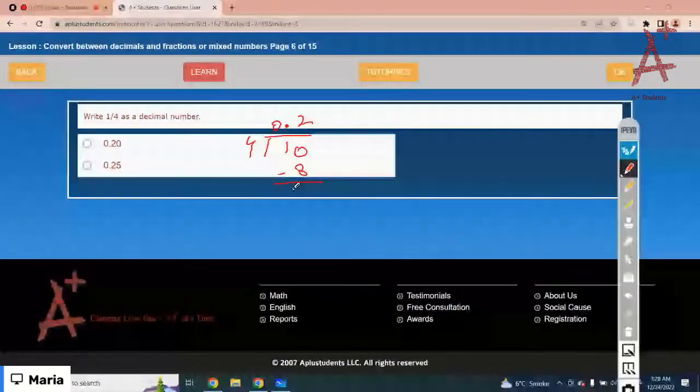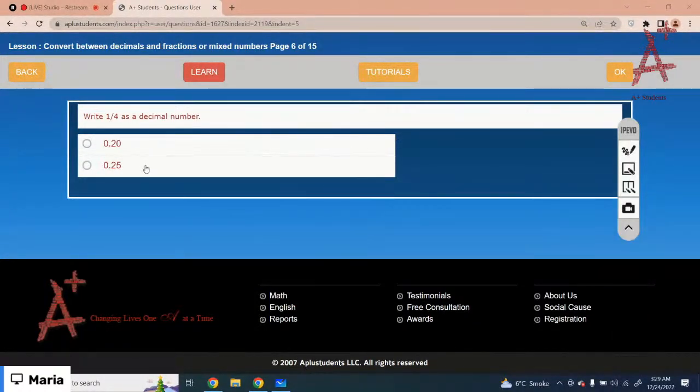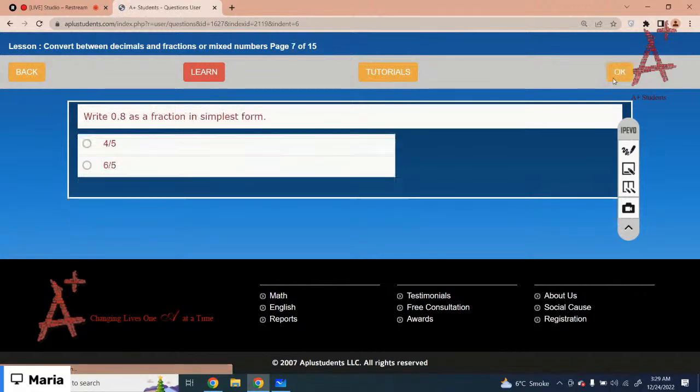You already have a decimal point, just add a 0 over here and count 4 until 20. So 4 times 5 is 20. Got it? It would be 0.25. The correct option is 0.25. So just select the correct option and click on the OK button. Got it? 0.25 is the correct option. Just select the correct option, then click on the OK button.